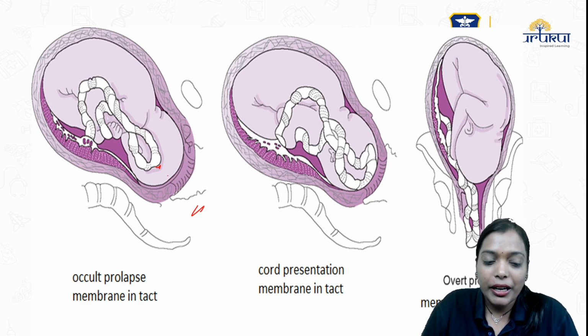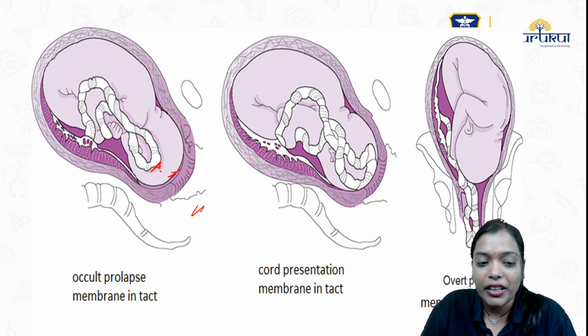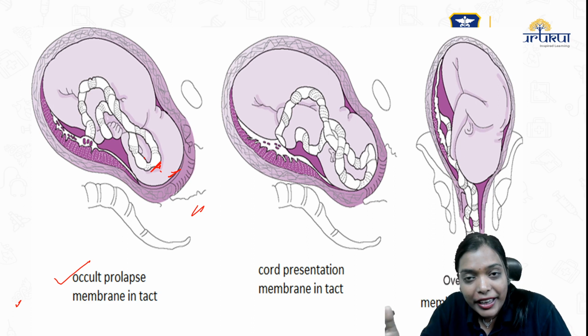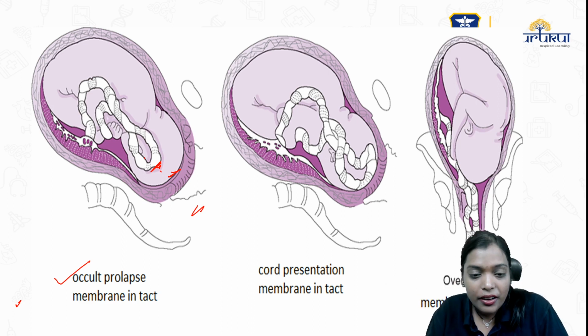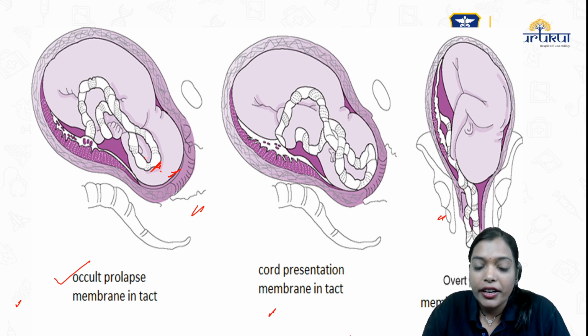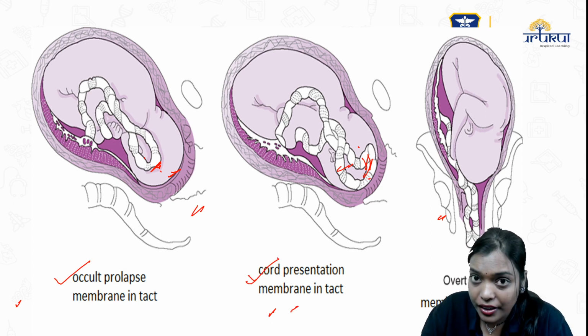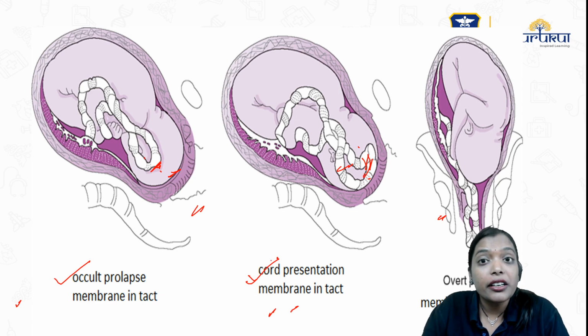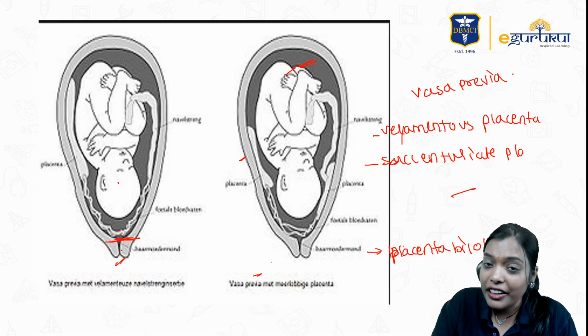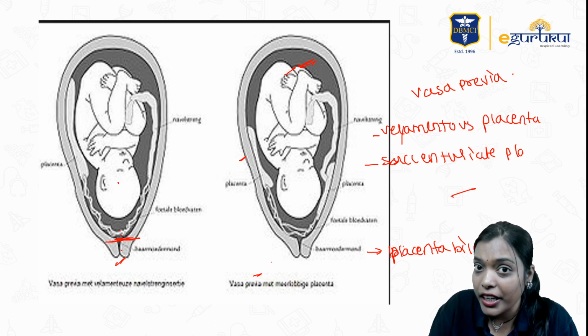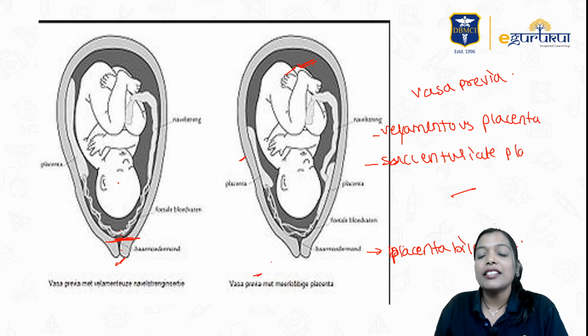When you have the presenting part along with the umbilical cord above the internal os, then you call it occult prolapse. It means it is in the process of getting prolapsed. Prolapse means coming outside. When the umbilical cord is present below the presenting part, you call it cord presentation. When fetal vessels with membranes are present above the internal os, you call it VASA Previa.